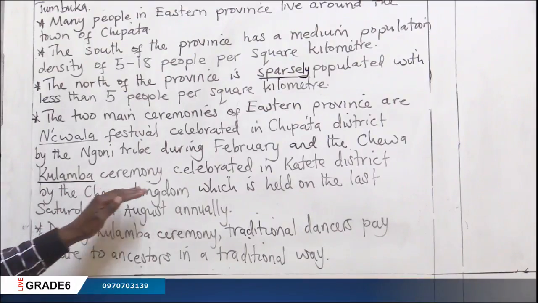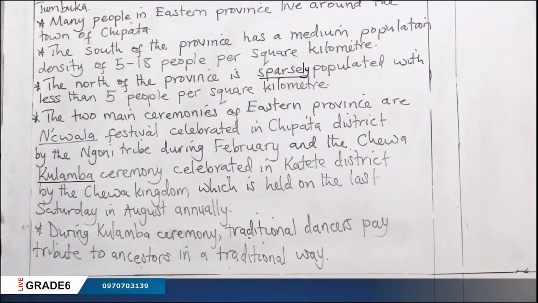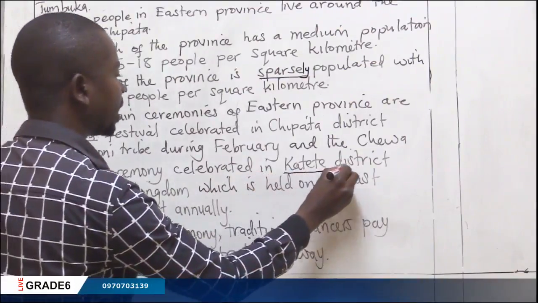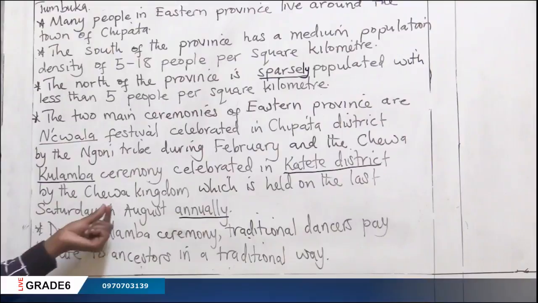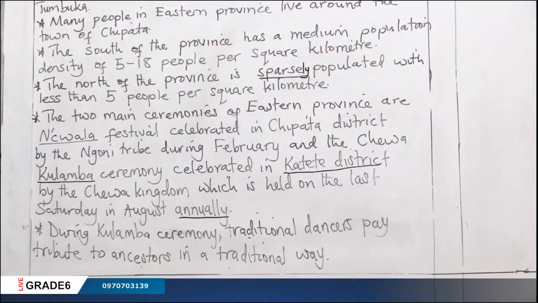The Kulamba ceremony is celebrated in Katete district by the Chewa Kingdom, and it is held on the last Saturday in August annually. Annually simply means every year. During Kulamba ceremonies, traditional dancers pay tribute to ancestors in a traditional way.